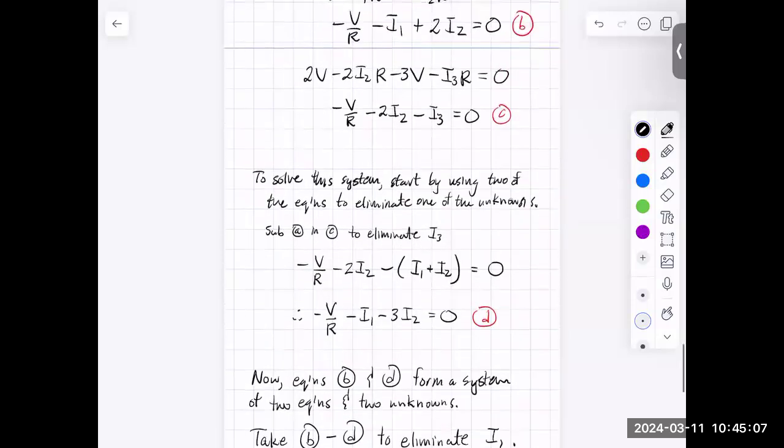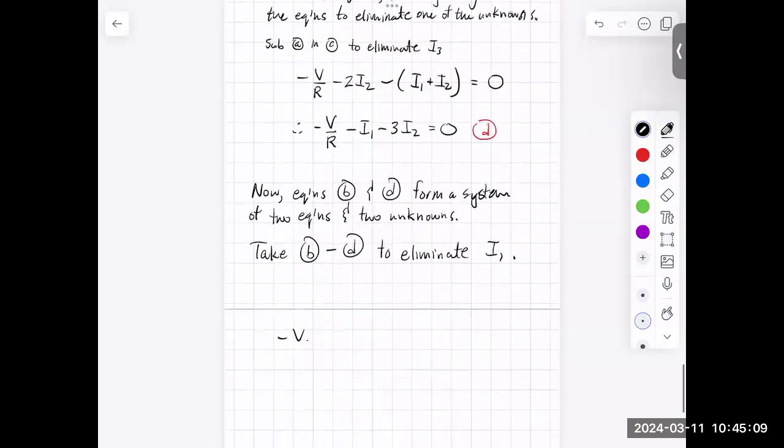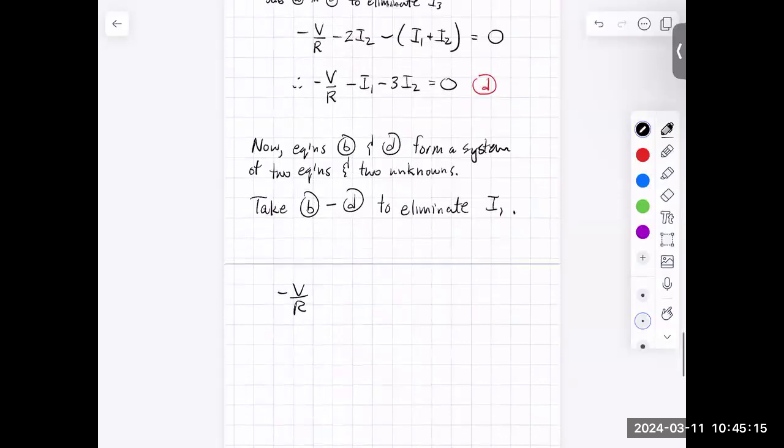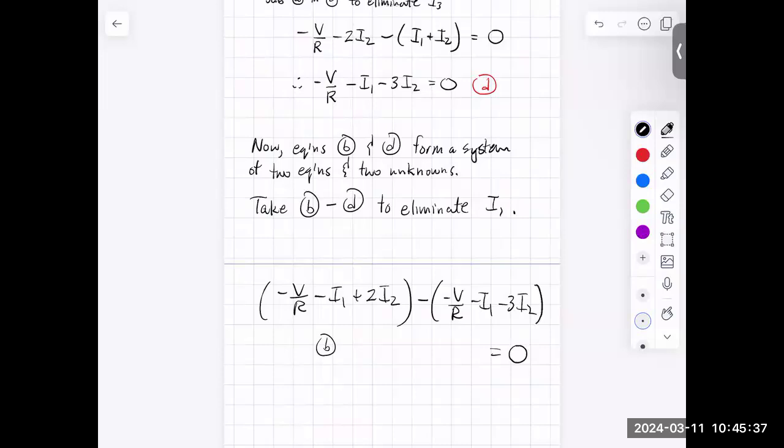Okay, so equation B was minus V over R minus I1 plus 2I2. Okay, so this is equation B, and then we'll go minus equation D. So it's minus V over R minus I1 minus 3I2, and the right-hand sides are both 0, so 0 minus 0 is 0. So this is equation D over here.